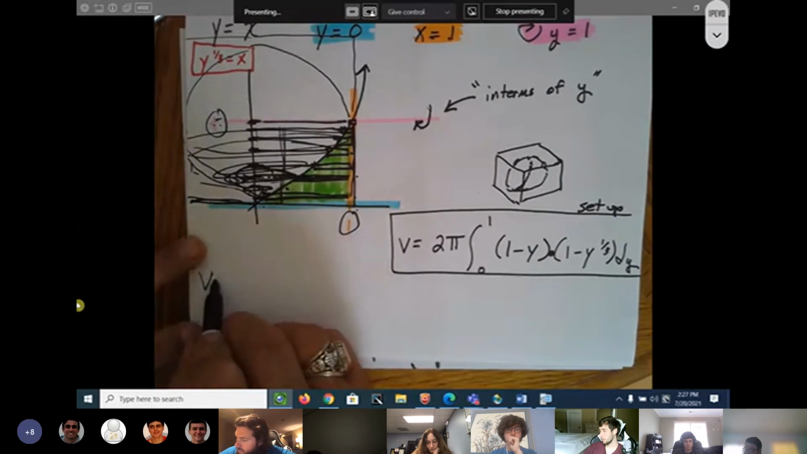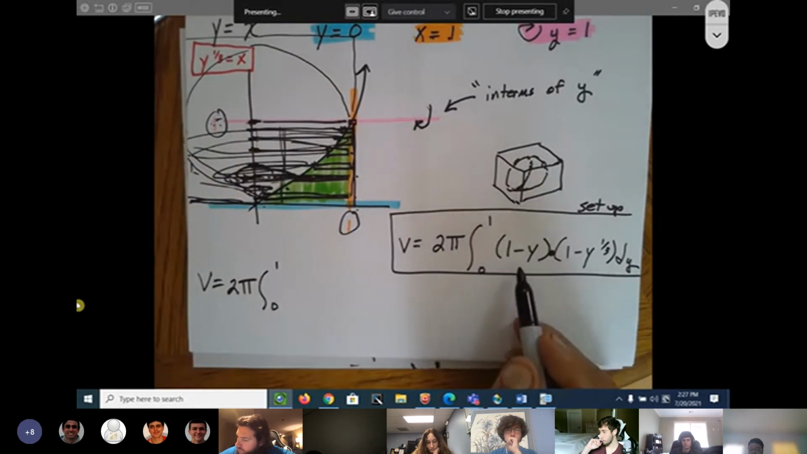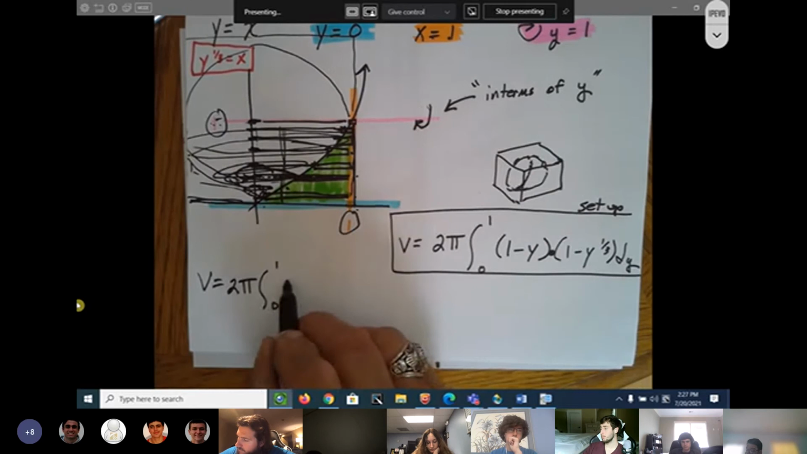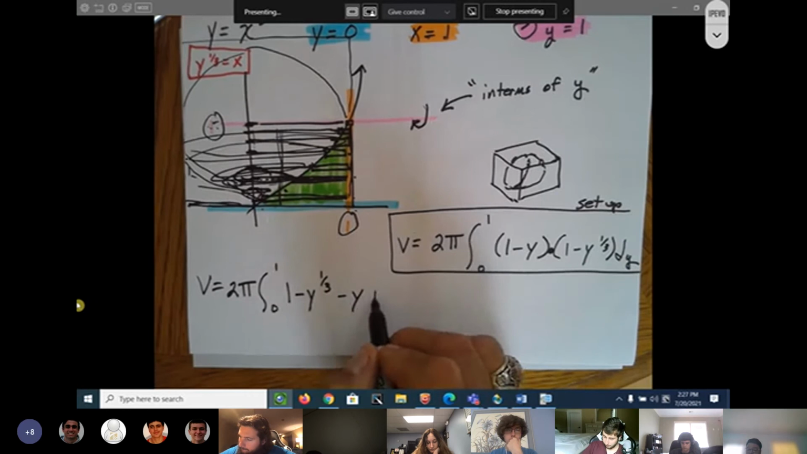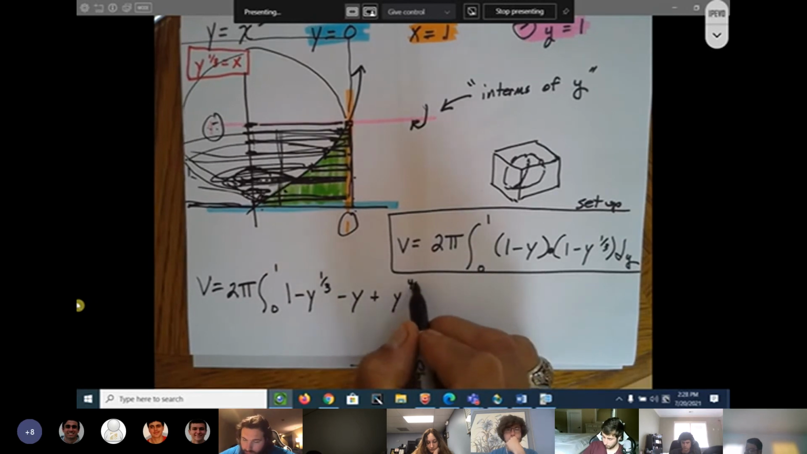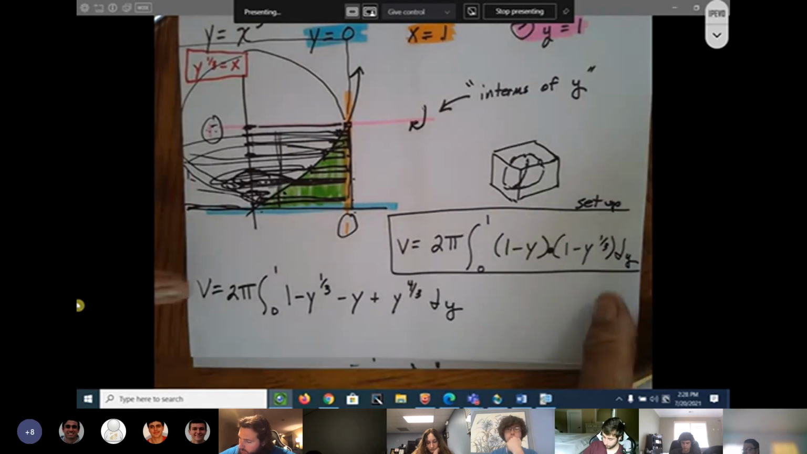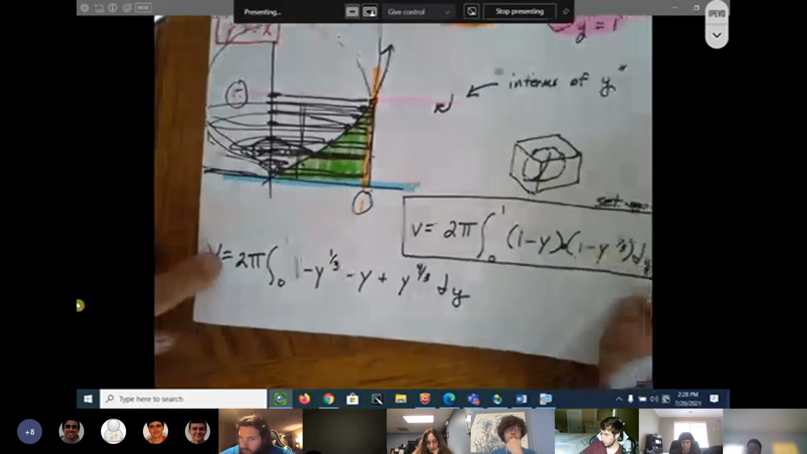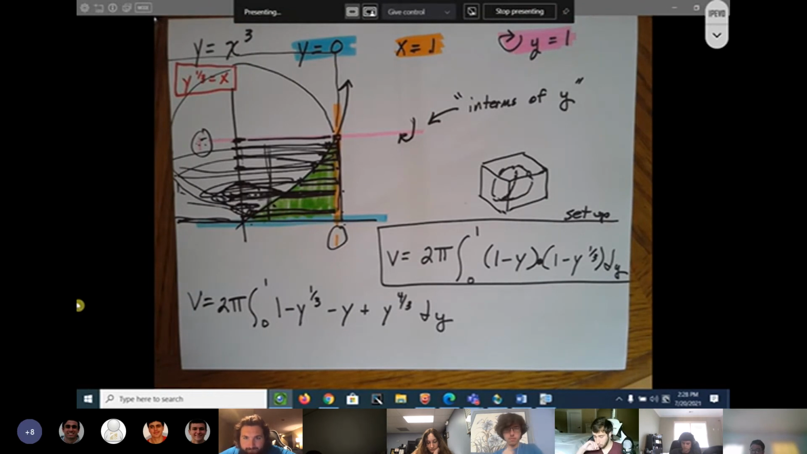So that's going to be V is equal to 2 pi from 0 to 1, and I got 1, do your FOIL, minus y to the 1/3, minus y plus y to the 4/3, dy. Okay, now I want you to take the next 2 minutes and find the volume. So I'm going to put it on. Hold on a second.